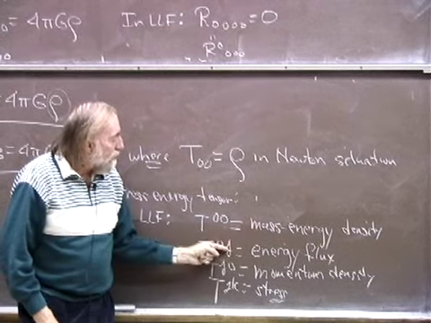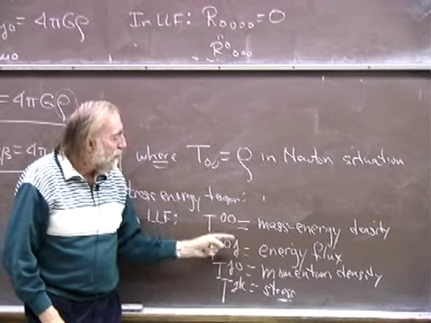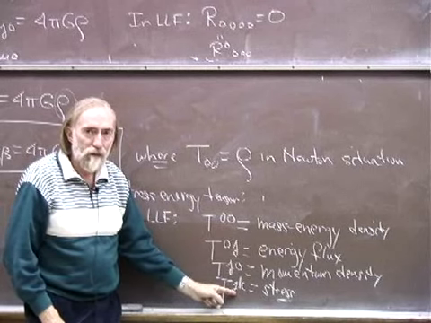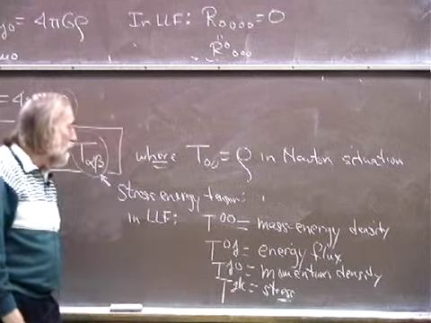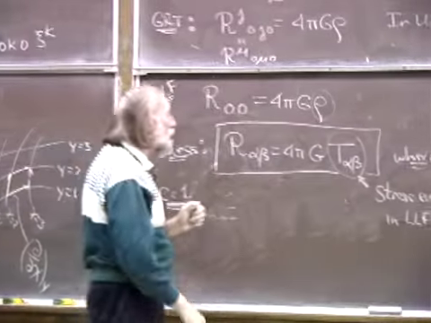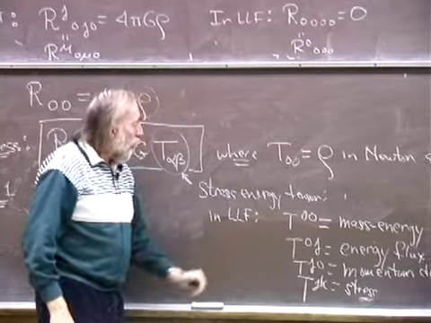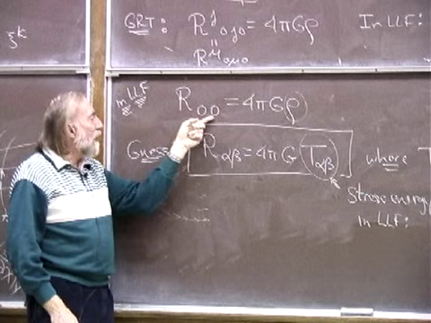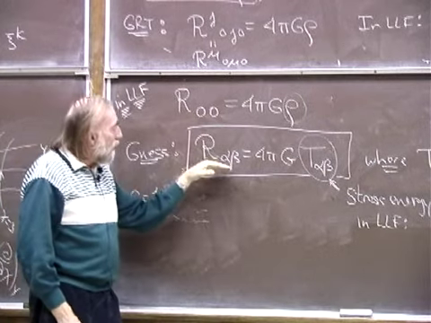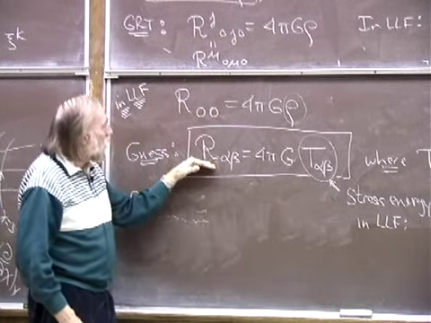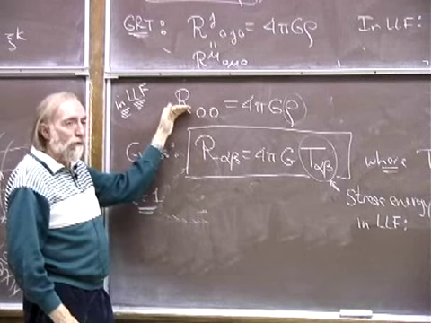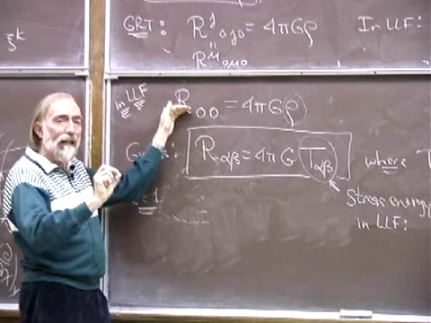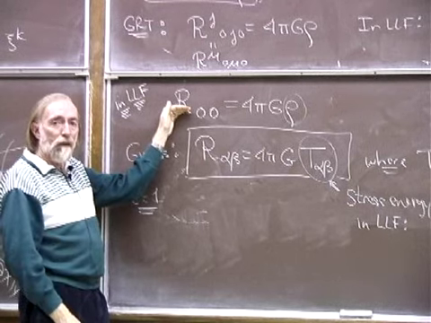But the energy flux is tiny compared to the mass density. The momentum density is tiny because of low velocities, and the stress is tiny compared to mass density. So the dominant piece of the stress energy tensor in nearly Newtonian situations is this piece. And similarly, in nearly Newtonian situations, the dominant piece of the Ricci tensor turns out to be this piece. And the Einstein field equations then reduce to that, and then the rest of the Einstein field equations in a local Lorentz frame are just negligible. They have tiny values on either side of the field equations.